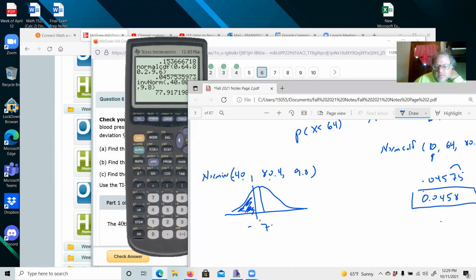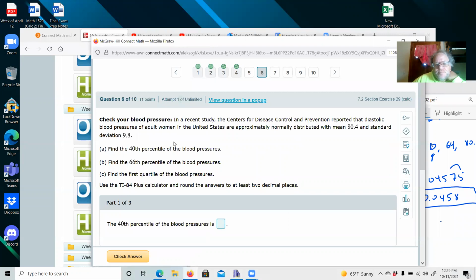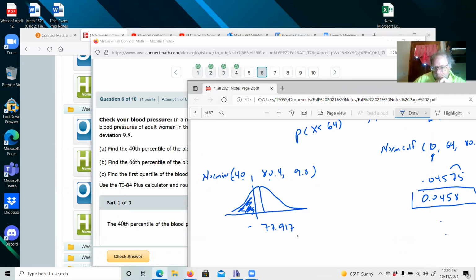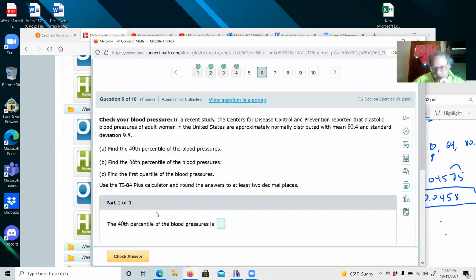77.917. How many decimal places did they want? 2 decimal places. Normally I was going to say, since they gave us our information to 1 decimal place, we should go to 1 decimal place, but they said to go to 2. If they don't say, I look at the numbers given; if they gave me 4 decimal places, I go to 4. But here they said at least 2. So we have 77.92. The 7 turns this 1 into a 2. So 77.92.